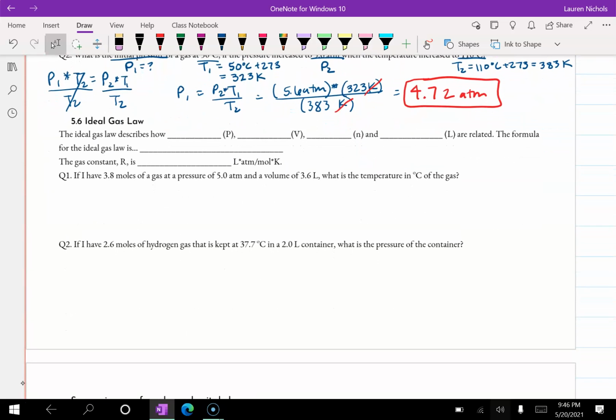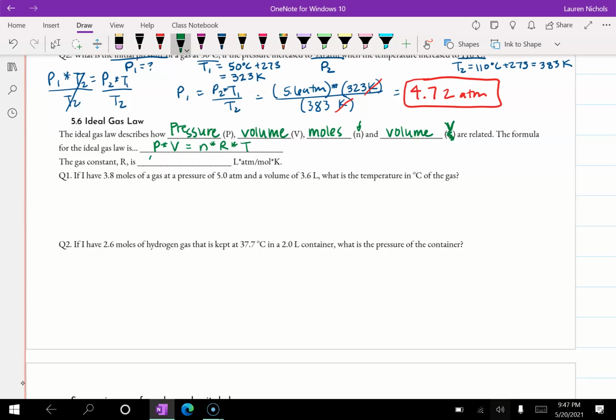So the last thing that we need to go over is the ideal gas law. So the ideal gas law describes how pressure, which we know has a symbol of a P, volume, which should have a V there, and moles, which is symbolized by the letter N, are related. The formula for the ideal gas law is PV equal to moles times R times T. Now you might be saying, Miss Nichols, what is R?